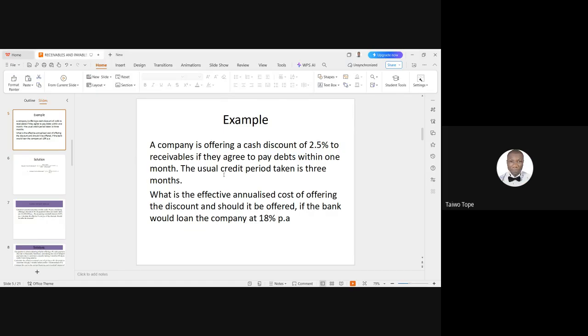Now, we are giving you an offer that if you pay within 1 month, you're enjoying 2.5% discount. So if you are to pay within 1 month, how many months will you save? What will be the benefits of going by this option? You will save 2 months out of the 3. So when you are saving 2 months out of 3 months, in 1 year, in 12 months, how many months will you save?